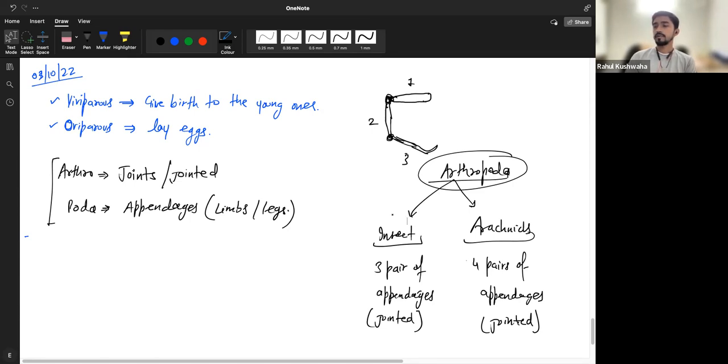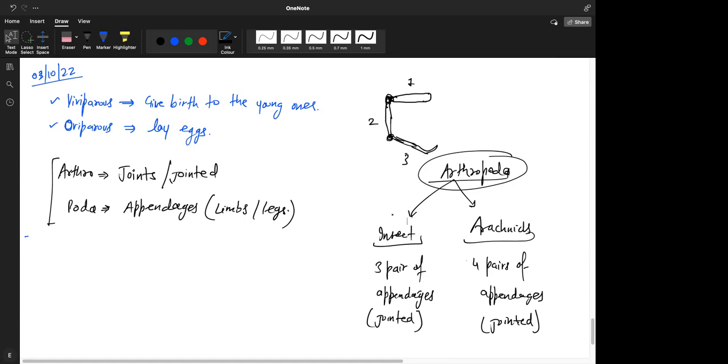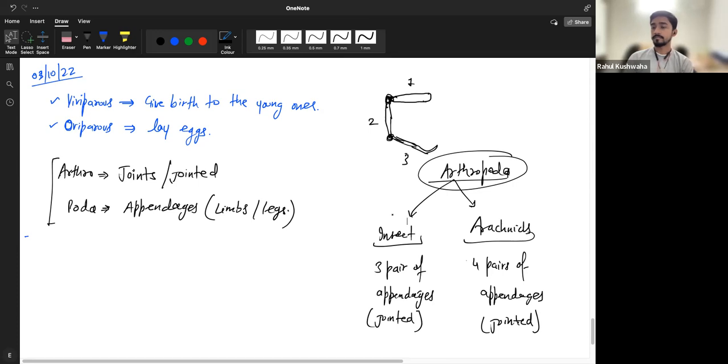And what about their fertilization? Is it internal or external? It will be internal. Insects have internal fertilization. The males deposit their sperm in the female's spermatheca. Females have a storage organ where they can store the sperm of the males for even days and use it as per their wish to fertilize their eggs, and then lay those eggs whenever they find a safe ground.